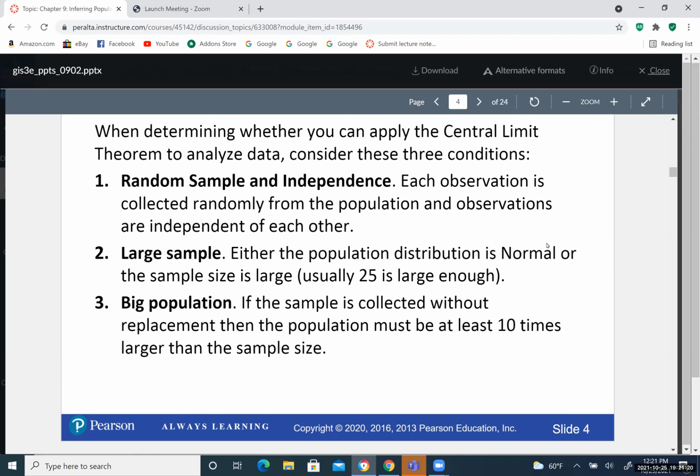Second, large sample. Either the population distribution is normal or the sample size is large. Usually they want you to have a sample size n of 25 or above. Okay, we're checking that. If it's smaller, then it will be something else.